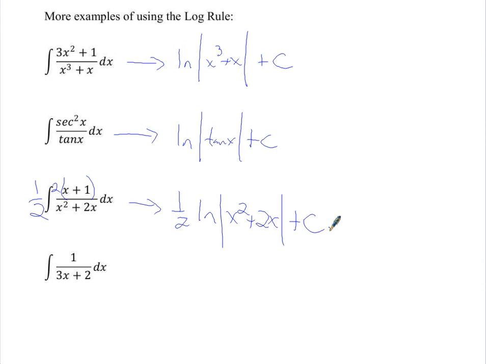Do I need absolute value there? No matter what I plug in for the x squared, it's going to wind up positive, but that's not true over on that one. So we still have to include the absolute value. We can't guarantee that it's going to be positive. How about this one?